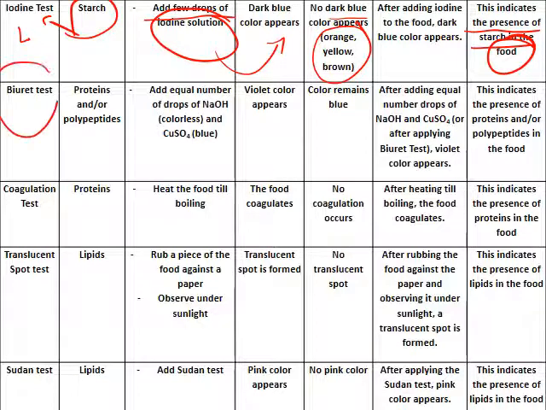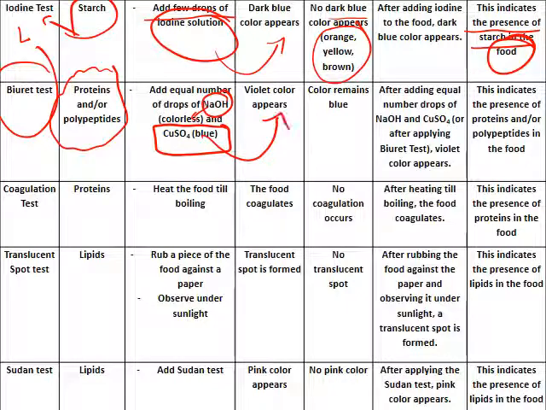Biuret test. Biuret test is done for the presence of proteins and or polypeptides. How can we do this test? We can do it by adding equal drops of NaOH, which is colorless, and CuSO4, which is blue in color. What is the positive result? Violet color is going to appear. Negative result, color is going to remain blue.